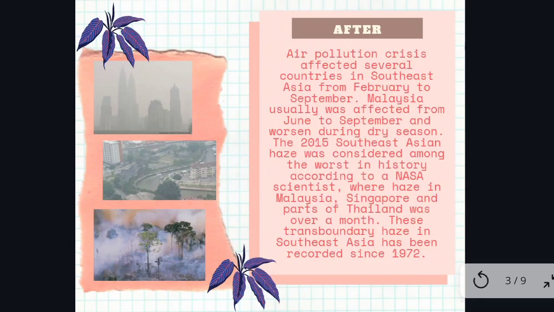From February to September, the air pollution crisis has affected several countries in Southeast Asia. Malaysia was usually affected from June to September, and it worsened during the dry season, according to NASA scientists. The 2015 Southeast Asia haze was considered among the worst in history. Haze in Malaysia, Singapore and parts of Thailand lasted over a month.